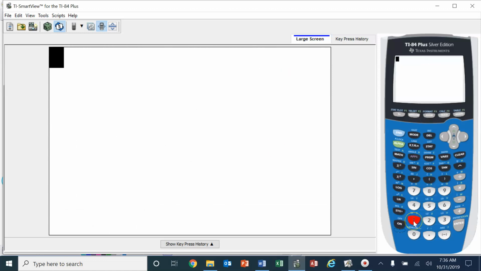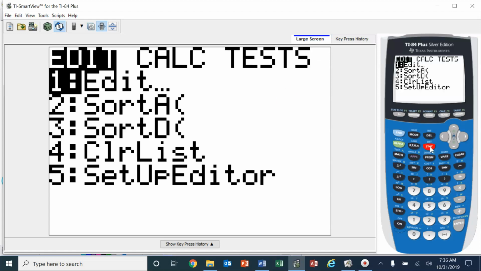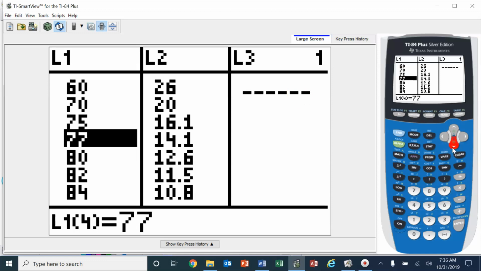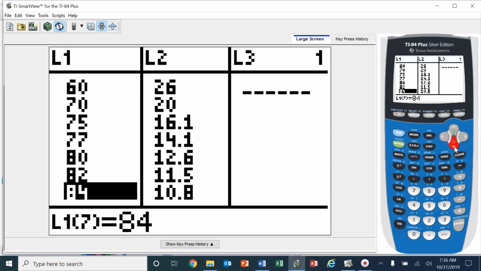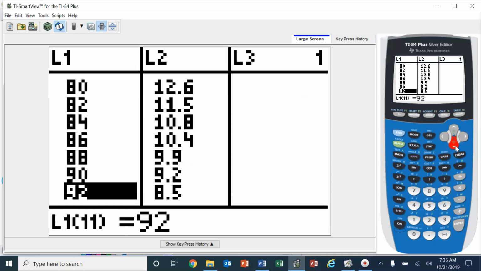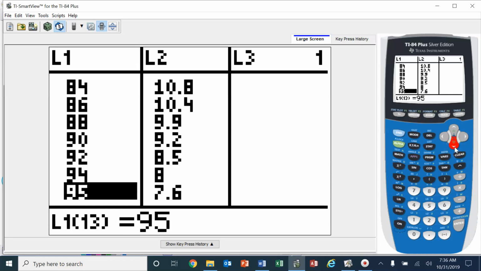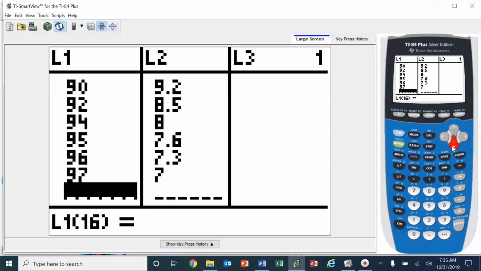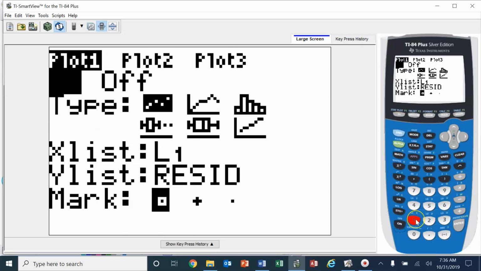Oh, I've got a dimension mismatch, so let me see if I can fix this quick. Let me double check my years. Okay, this should only take me a minute. Okay, oh, I bet I know what it is. Yep, I did not switch my stat plot back to list 2. So I had all the numbers right, but I did not switch that back to list 2.